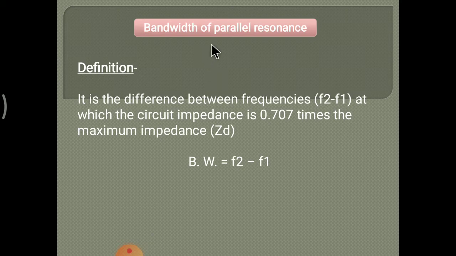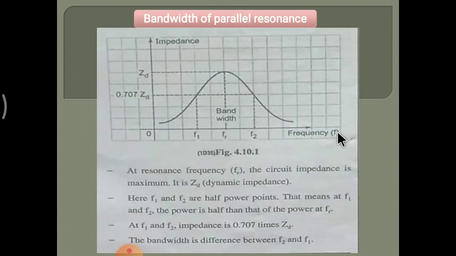Next point is the bandwidth of parallel resonance. Definition of bandwidth: it is the difference between frequencies f2 minus f1 at which the circuit impedance is 0.707 times the maximum impedance ZD. Bandwidth is equal to f2 minus f1. We can see the details of the bandwidth expression here.